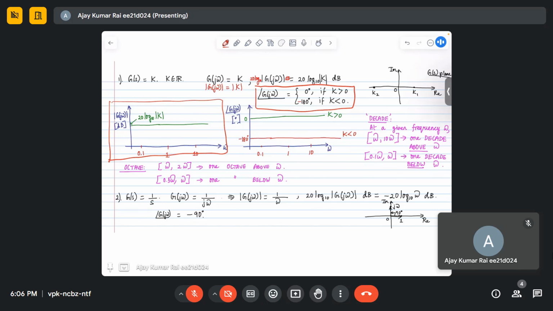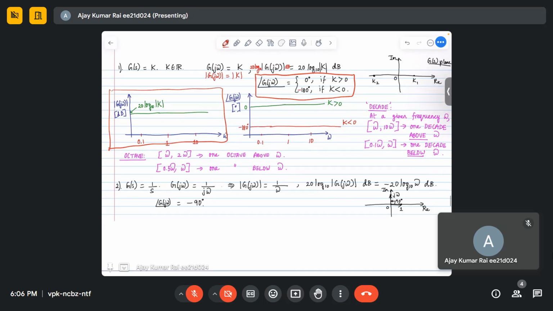This is the simplest plot that we have seen, and a few important terms we have seen. First is decade. What is a decade? At a particular frequency, if you increase the frequency by a factor of 10, so this is a range like omega to 10 omega, we call this 1 decade.